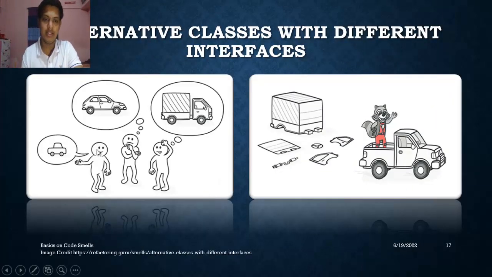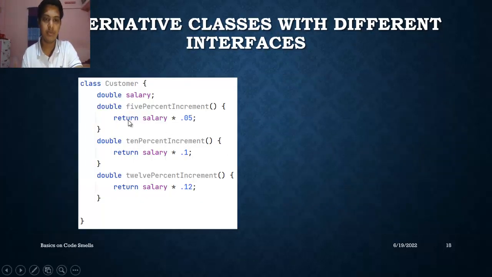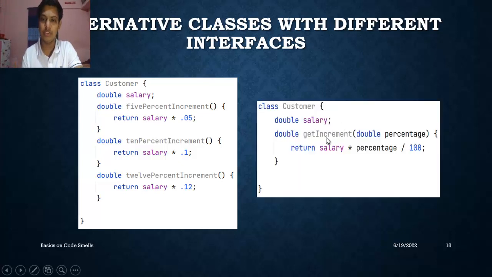In our code, there may be a situation where one class is thinking about a small car, one class is thinking about a private car, and one class is thinking about a truck. We can add all the features and make a good class. For example, in the customer, we have methods for a 5% increment, 10% increment, and 12% increment. We can combine them and create a new method which gets the increment and passes the percentage as a parameter and does the calculation, which will be better as code.